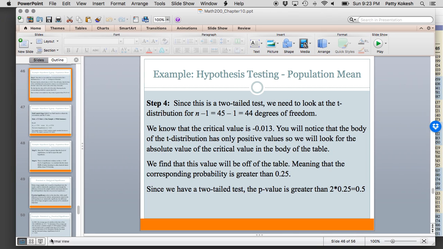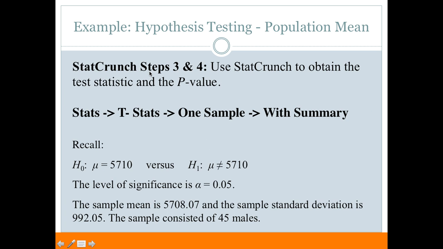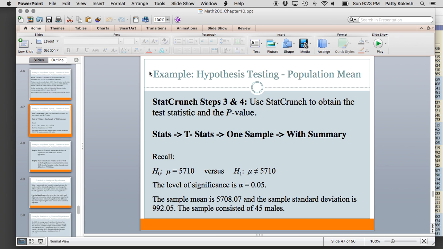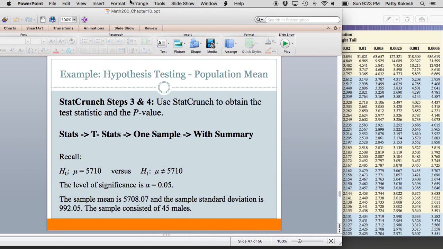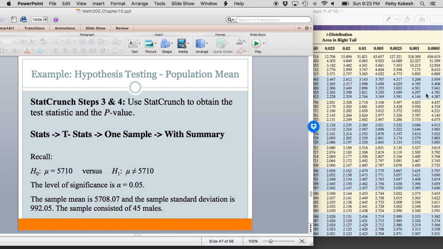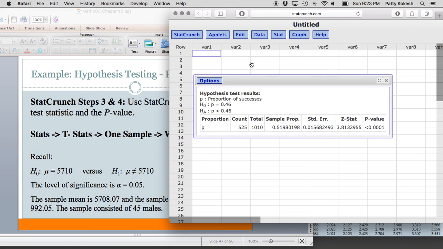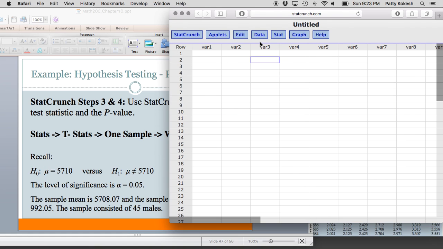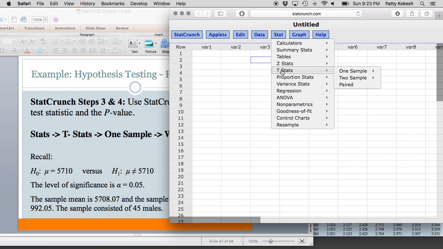So now if I go back, let me minimize this again. We're going to use StatCrunch now, so we can get an actual p-value using this. So let me navigate back to StatCrunch, and this time I'm going to use t-stats because I have a t-statistic since I have a mean, and I have just one sample, and this time I have with summary as well.